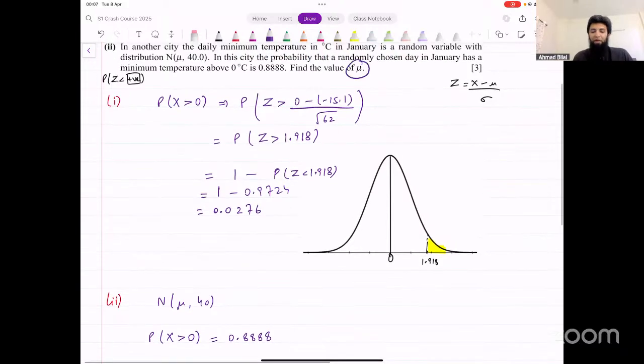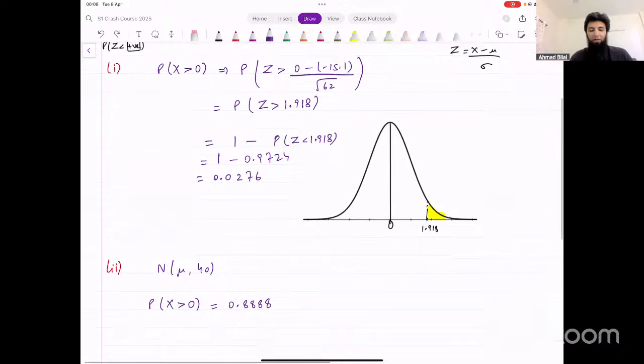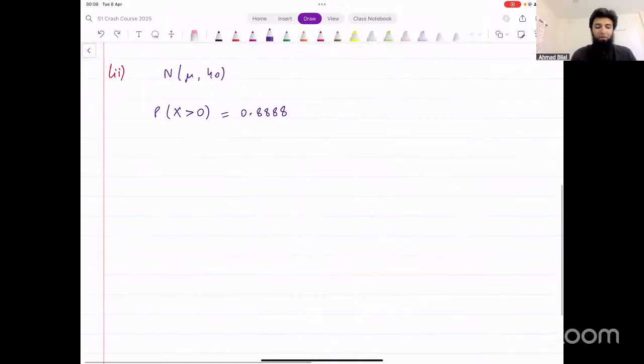We need to find the value of mu. The mean is missing. That is what we want to find out. What is the mean value going to be? That's the question now. Now you see, this is inverse normal. We have the probability given, and we have something missing in the data. Mu is missing. That's what we have to find out.